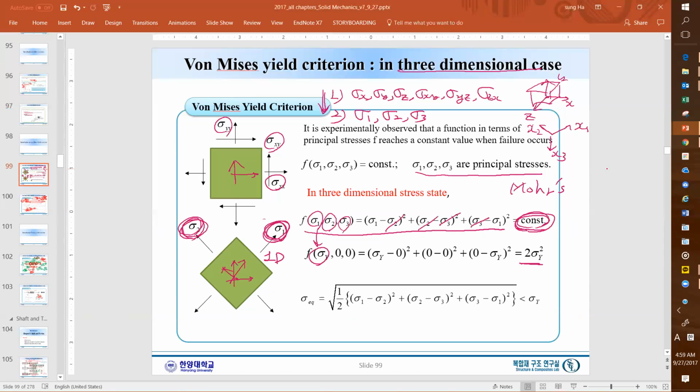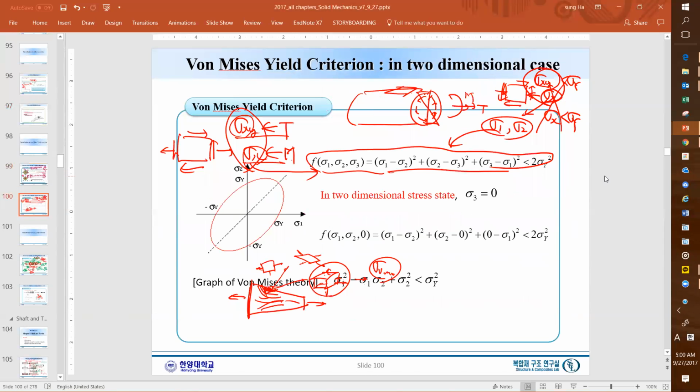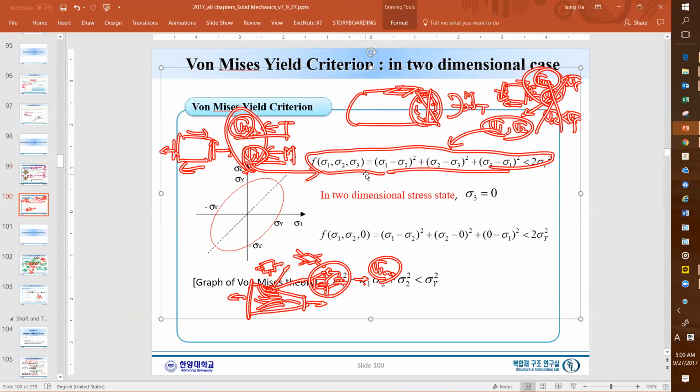So this constant value was determined from the 1D case because we already have this yield strength from a stress-strain curve. So now this is determined as twice sigma yield squared. And then put it back here, and now you can see the von Mises theory.